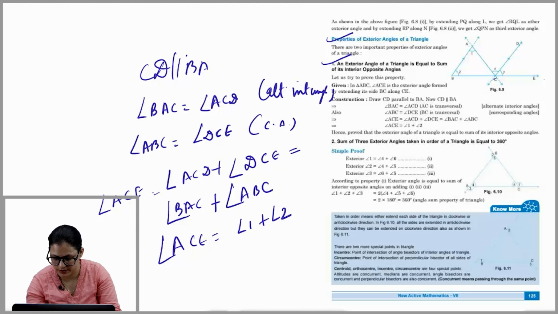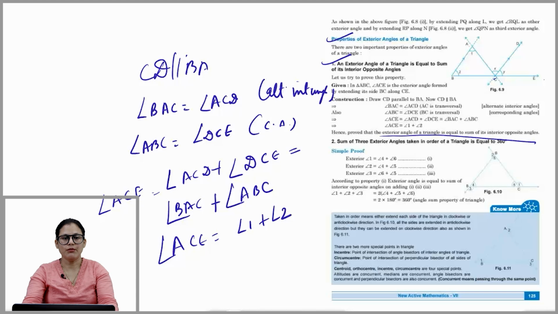Remember this. Number 2, the sum of the 3 exterior angles taken in order of a triangle is equal to 360 degrees. Simple rule: exterior angle 1 is equal to angle 4 plus 6. Angle 2 is equal to angle 4 plus 5, and exterior angle 3 is equal to angle 5 plus 6. According to property number 1, an exterior angle is equal to the sum of interior opposite angles. On adding angle 1 plus angle 2 plus angle 3, we get 2 times angle 4 plus angle 5 plus angle 6.